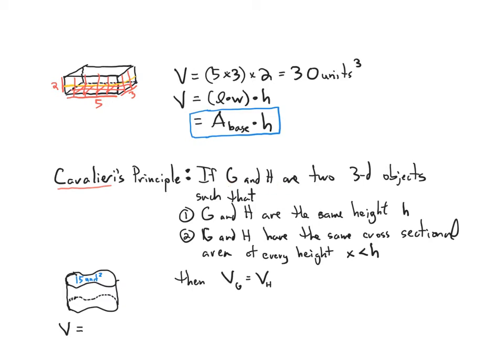If you have two three-dimensional objects, and the following holds. The two objects, G and H, have the same height. And furthermore, if you cut them at a cross-section to make a cross-sectional area you can measure, if the cross-sectional areas are the same at every height that you cut them, then the volume of both of your objects is indeed the same.